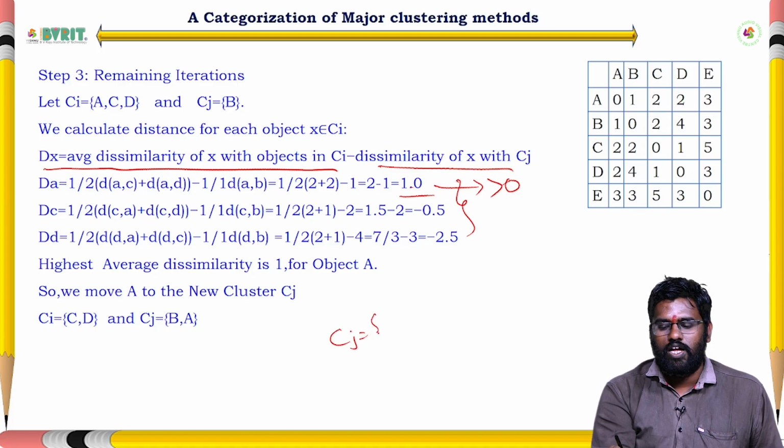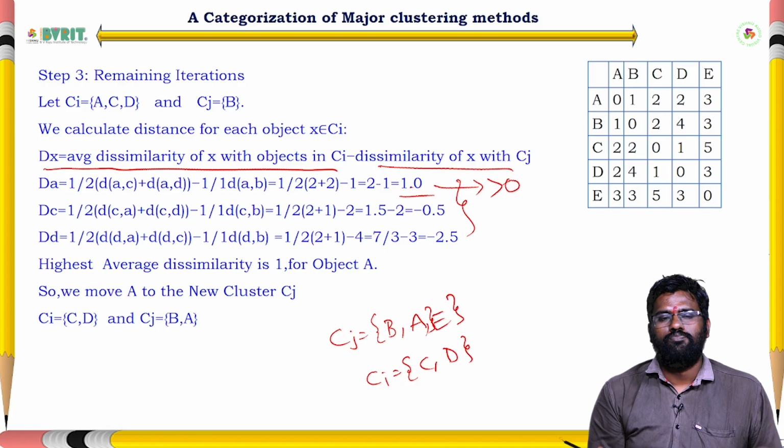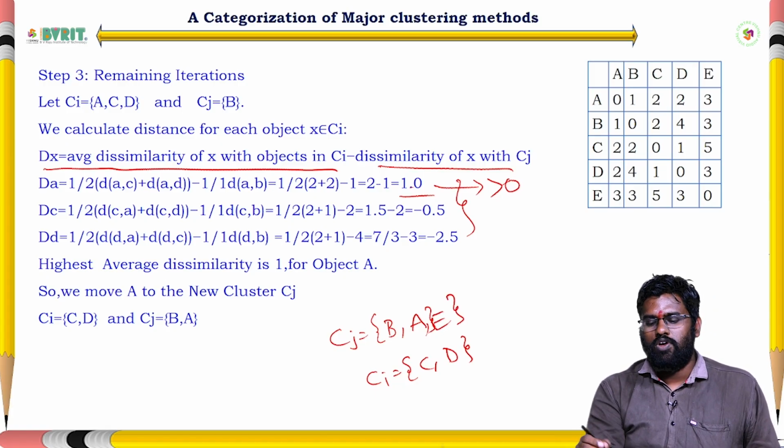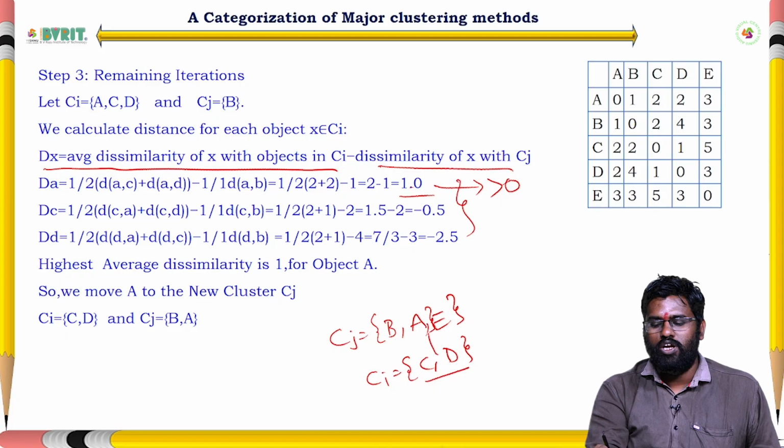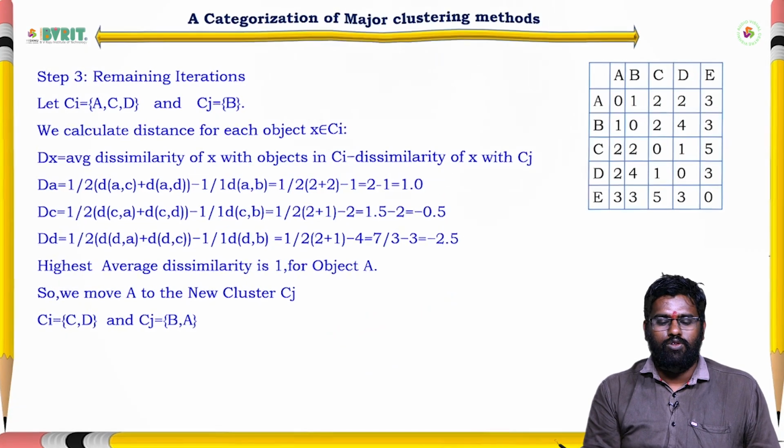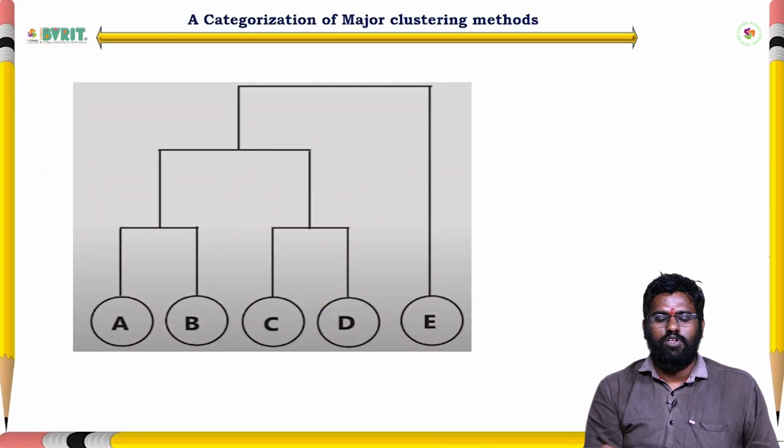So now our Cj values are B and A. Ci values are C and D. E is already included into our set. So next we have to do the same process, to check whether any element will be moved into Cj or not. So now I will do the same process. So next A, B, C, D, E like this.